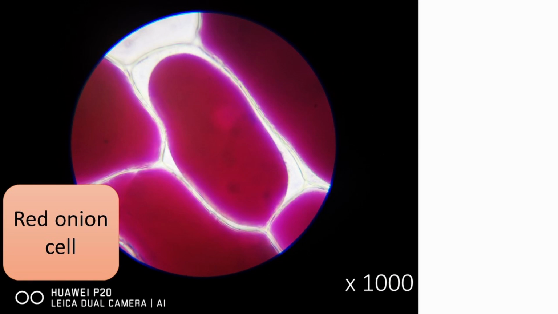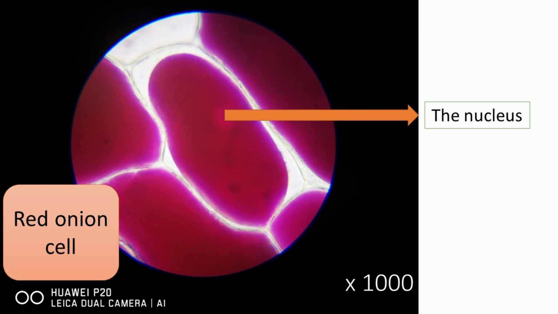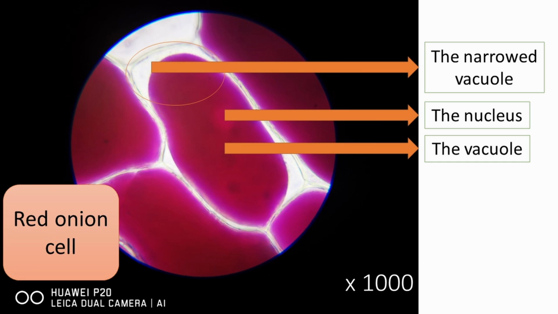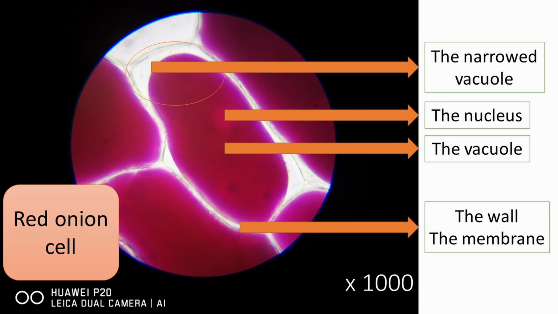In this photo, we can see the nucleus, which contains all the genetic information of the living creature. The vacuole is a bag of water that can shrink during drought and contains cyanidin and anthocyanin, which dye onions red. The wall and the plasma membrane are fused.